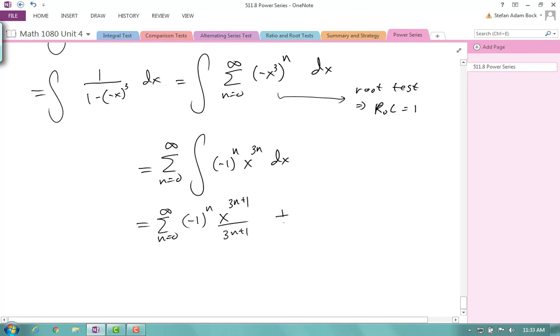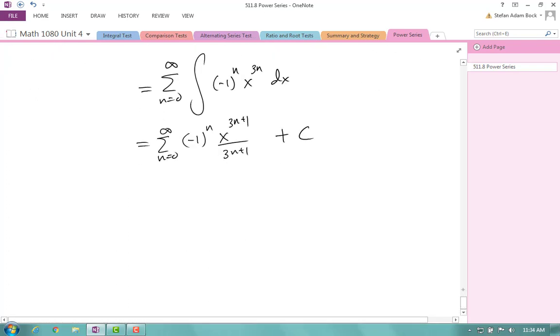And I should have a plus c hanging out here. I would technically kind of have a plus c for every term, but we wave our hands a little bit on that one. The problem is, after I find a power series for a function, it's kind of difficult to determine what that function actually was in the first place. But this would at least help us evaluate an integral as long as it's on the interval of convergence.